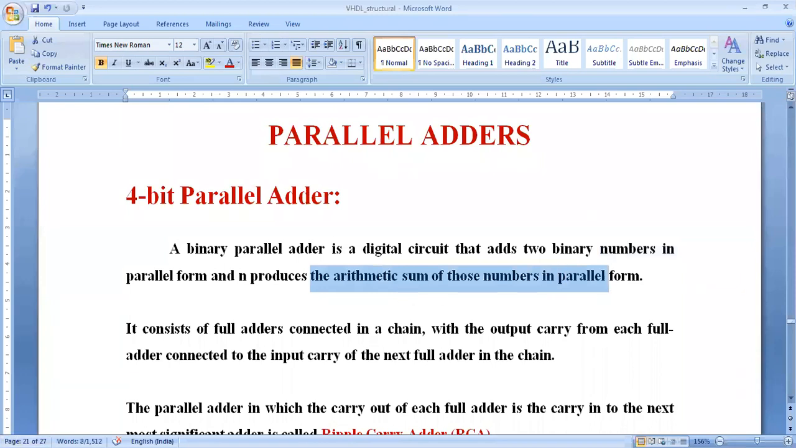If you take two operands, operand A and operand B, each of size 2-bit, which means A is the operand which consists of the 2 bits A0 and A1, and B is the other operand which also consists of 2 bits, B0 and B1. Now you can perform the addition between the two operands A and B using this parallel adder.